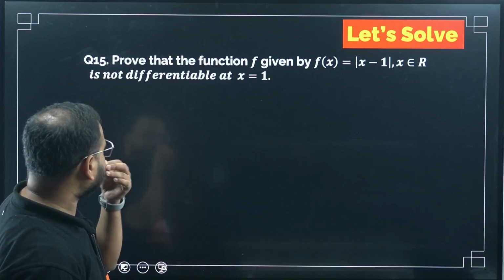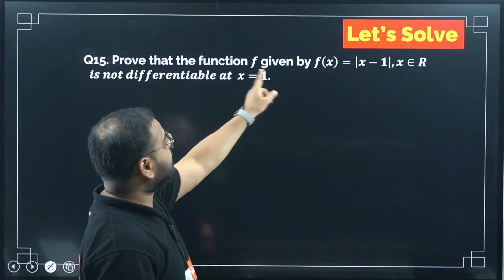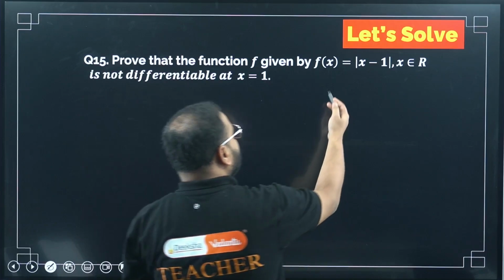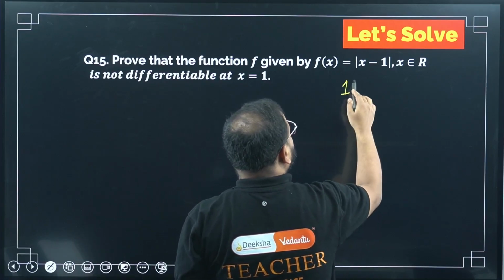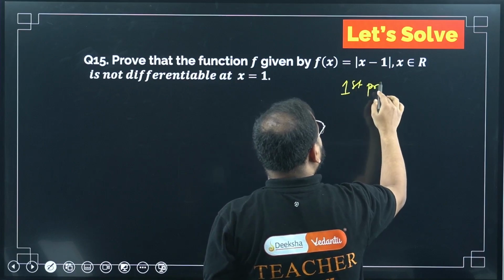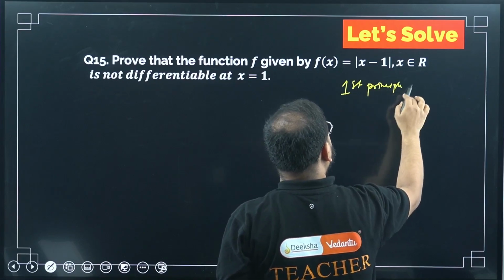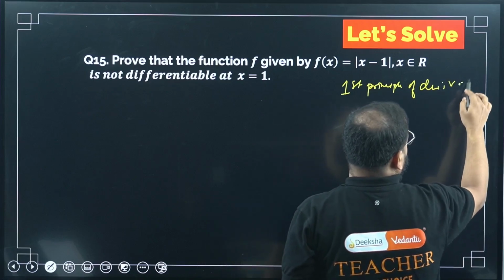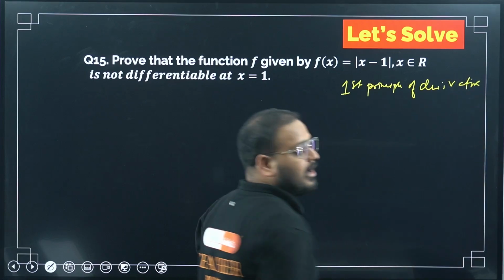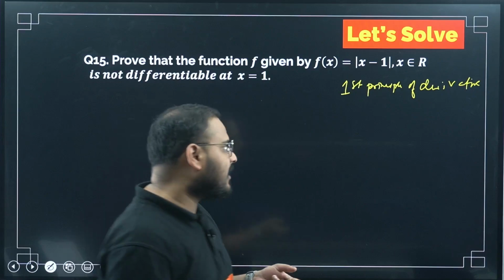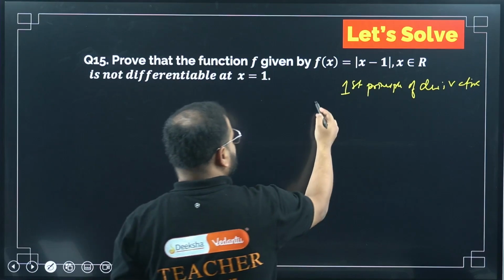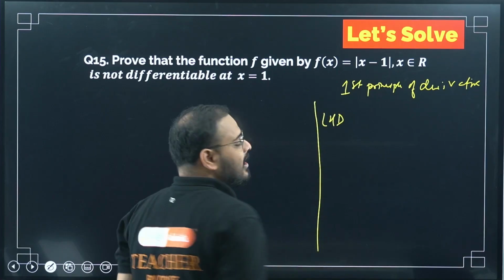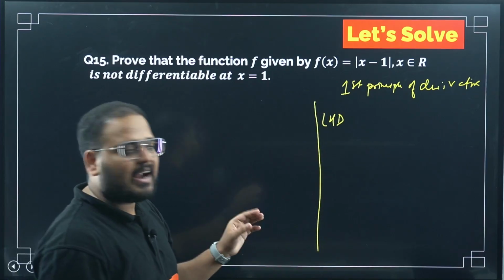Prove that the function f given by mod of x minus 1 is not differentiable. Over here we'll use the first principle of derivative, that is LHD and RHD. How do we write LHD and RHD? Let me write it over here for you. LHD is called the left hand derivative.